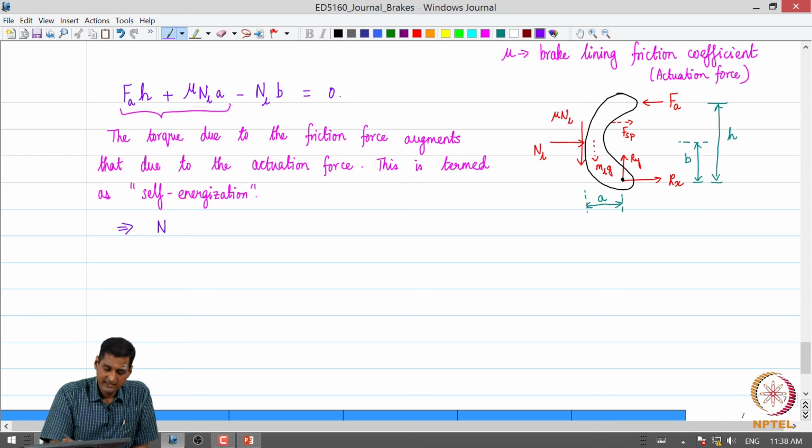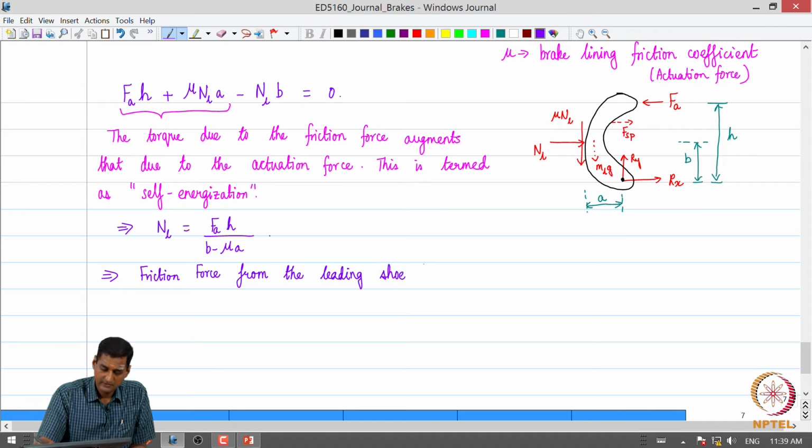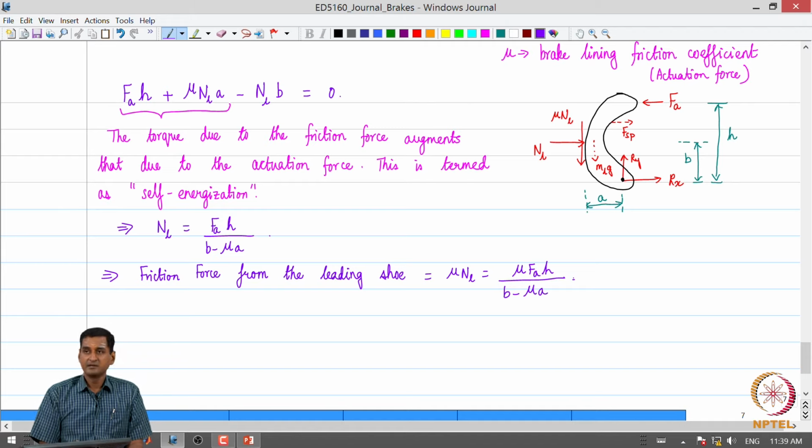If you process this equation, what do we get? From the above equation, we get NL equals FAH divided by B minus mu A. That is the normal load. This implies that the friction force from the leading shoe is going to be equal to mu times NL, that is, mu FAH divided by B minus mu A.